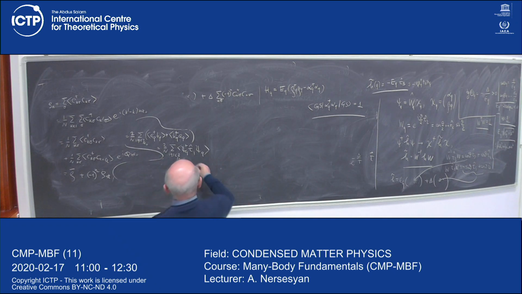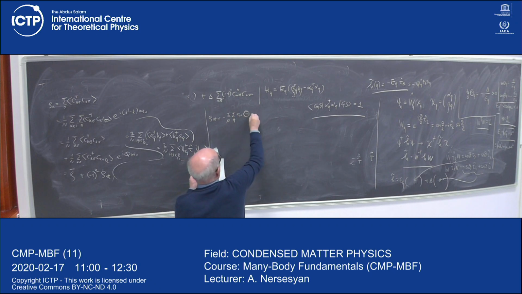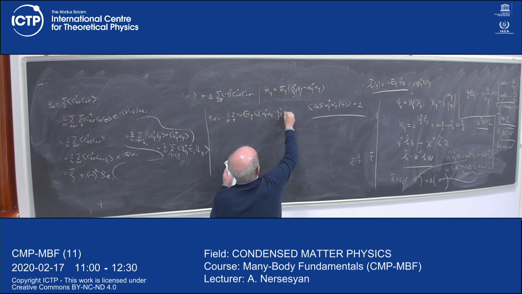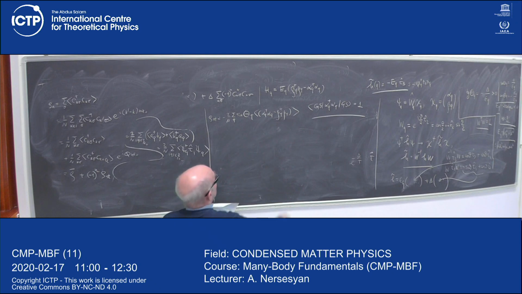The staggered part of the density is given by minus twice divided by n, sum over q, sine of theta of q. And here is the average value alpha q down in alpha q, minus beta q, minus beta q. Right. This is 0, of course, and this is 1. So we are left with minus twice divided by n. That's fine.